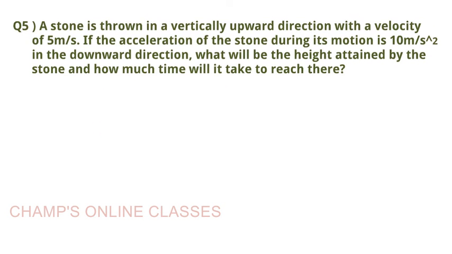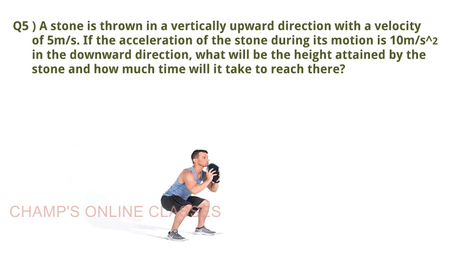Fifth question. A stone is thrown in a vertically upward direction with a velocity of 5 meter per second. If the acceleration of the stone during its motion is 10 meter per second square in the downward direction, what will be the height attained by the stone and how much time will it take to reach there? Now here you need to understand a very important thing.